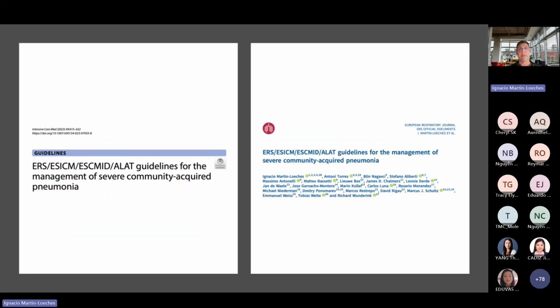So for this reason, with different colleagues, we considered that it was very helpful and very important to guide the management of these patients that are in very severe conditions. You can see that these guidelines were published by two major journals, the European Respiratory Journal and the Intensive Care Medicine Journal. Apart from the respiratory and intensive care medicine societies, clinical microbiology and infectious diseases societies from Europe and the Latin American Society endorsed these guidelines.